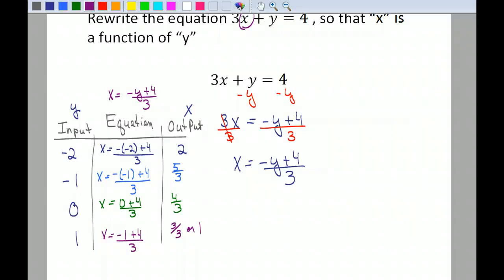Okay, so when you finish those last two, your output value for x should have been 4 over 3, and then 3 over 3, or 1 when you simplify it. And that's all we have for today.